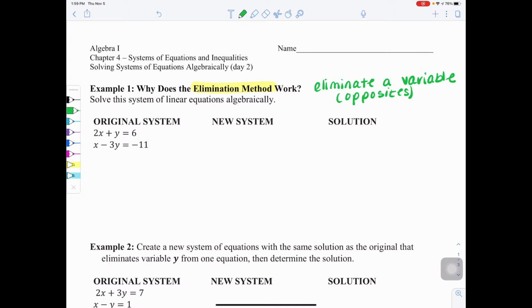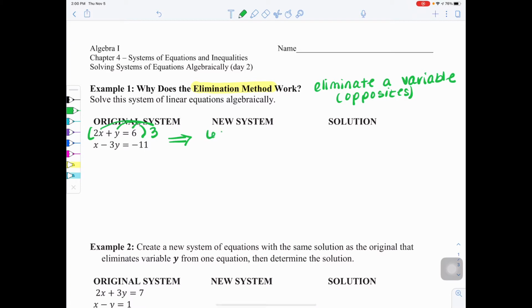So if I look at this original system, 2x and x are not opposites, and 1y and negative 3y are also not opposites. However, I can see that if I take 2x plus y equals 6 and I multiply it by 3, that will give me a 3y, which will be opposite of my negative 3y. Now, very similarly, I could have decided to multiply the bottom equation by a negative 2, because that would give me 2x and negative 2x. When you do this, remember that you're using distributive property, and it must go to all of the pieces. So we end up with this new system.